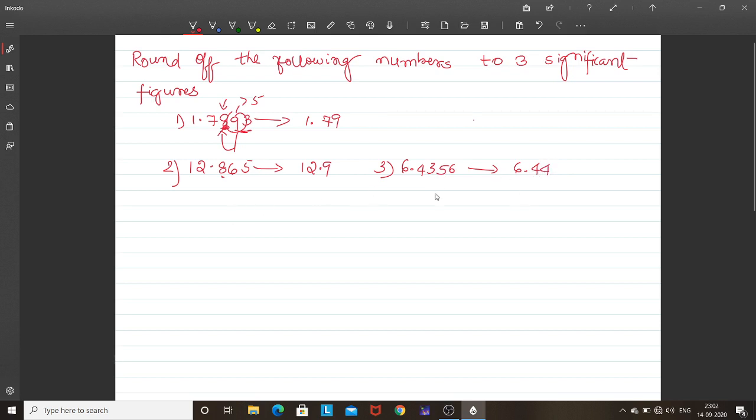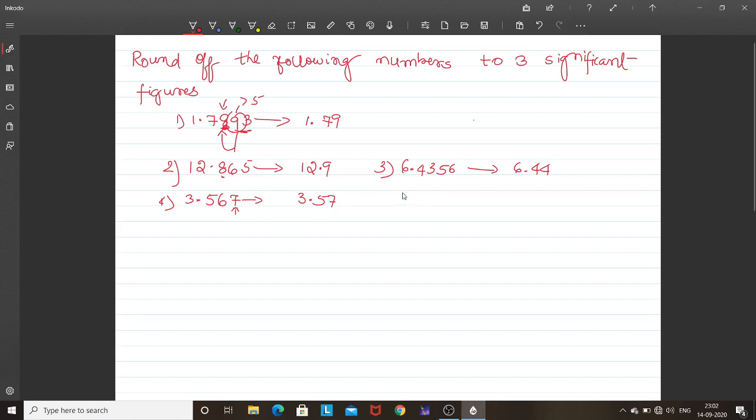Now look into the fourth question, 3.567. Let me write the first 2 digits without any fear. Now look into the third digit and after the third digit, the fourth digit, the number which I have to discard. See the 7, which is greater than 5, so what you have to do is add 1.